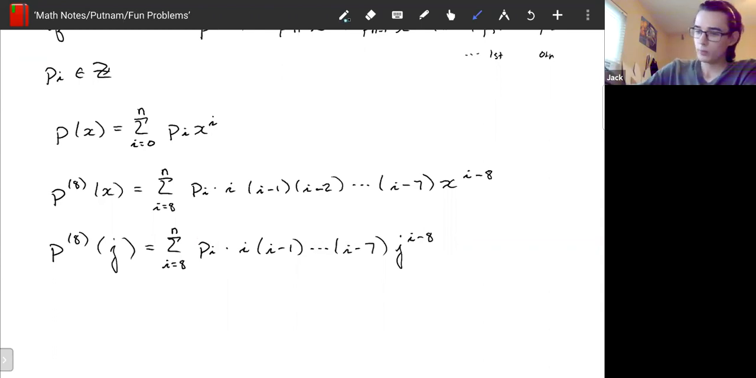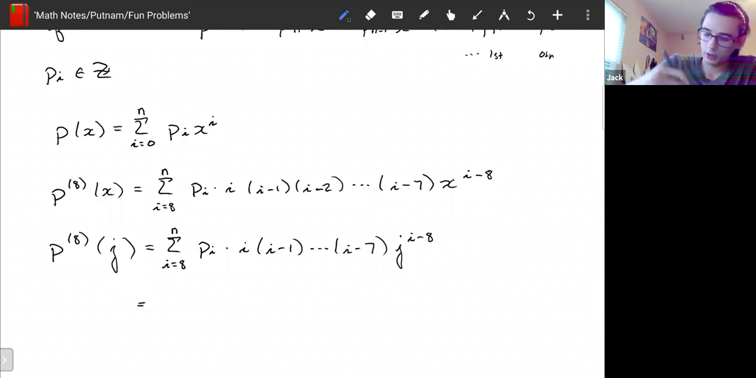So let's see if we can notice anything with these coefficients. If we look at it, it almost looks like we have a factorial, i factorial here. We have i minus 1 all the way to i minus 7, and we're just missing some bits.